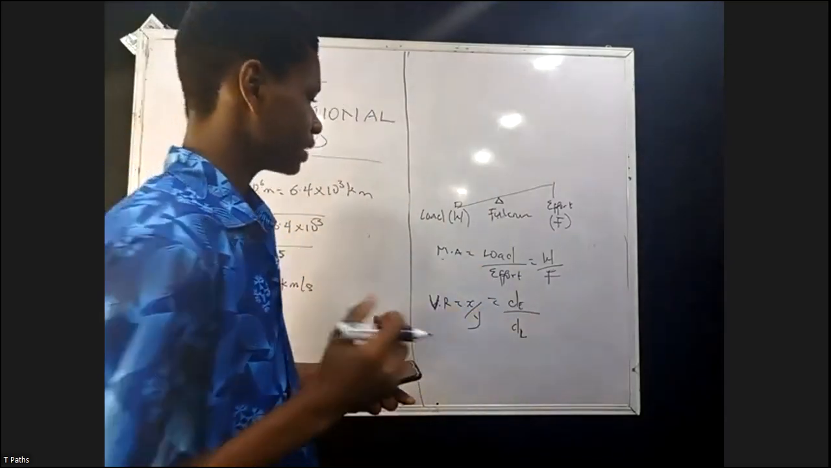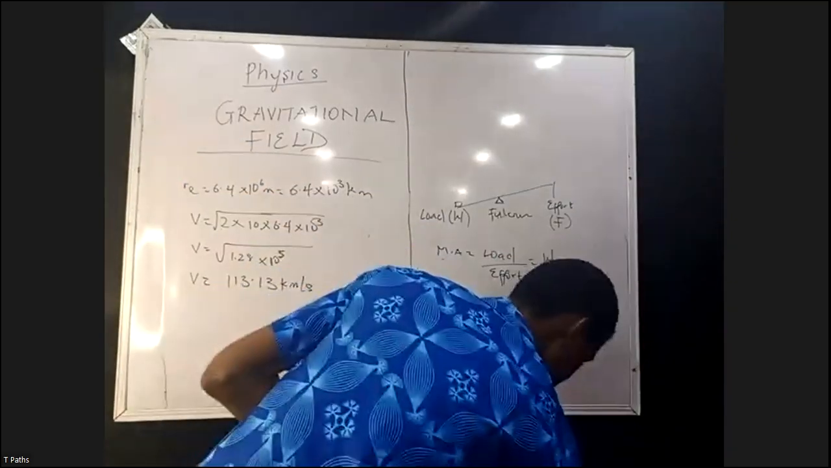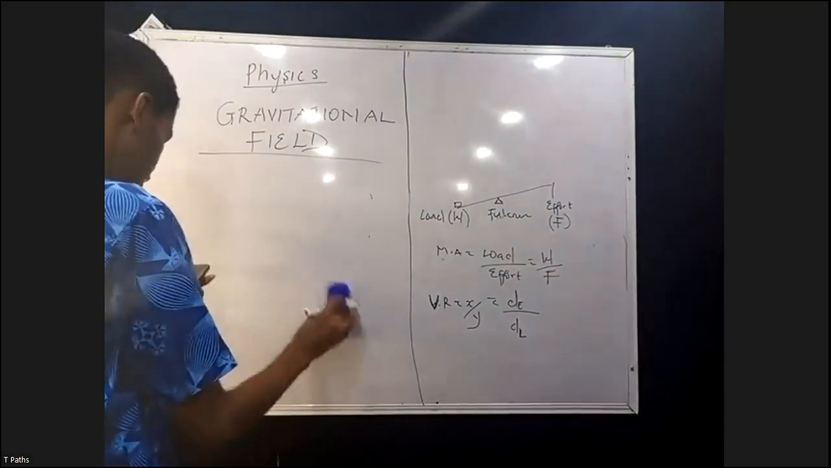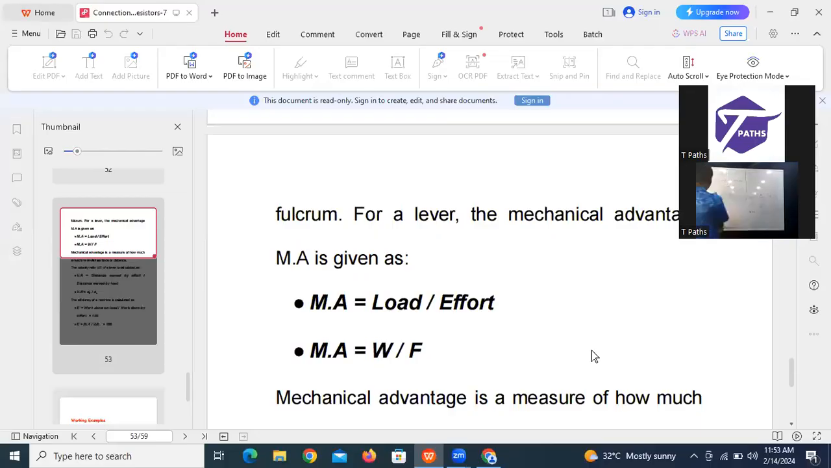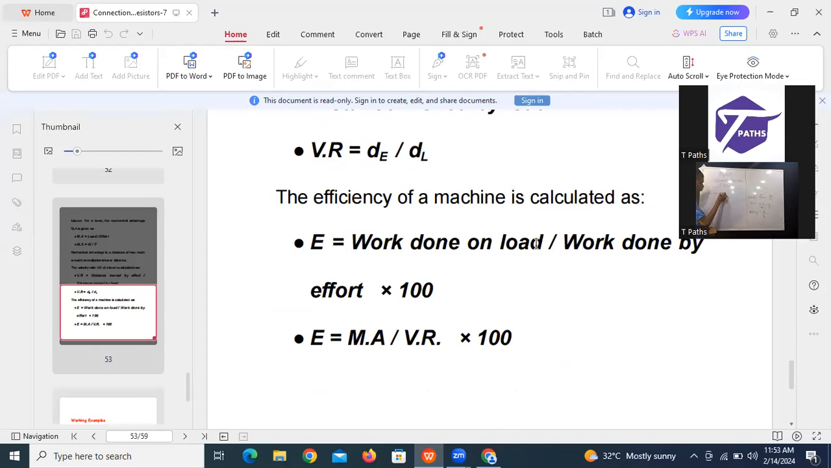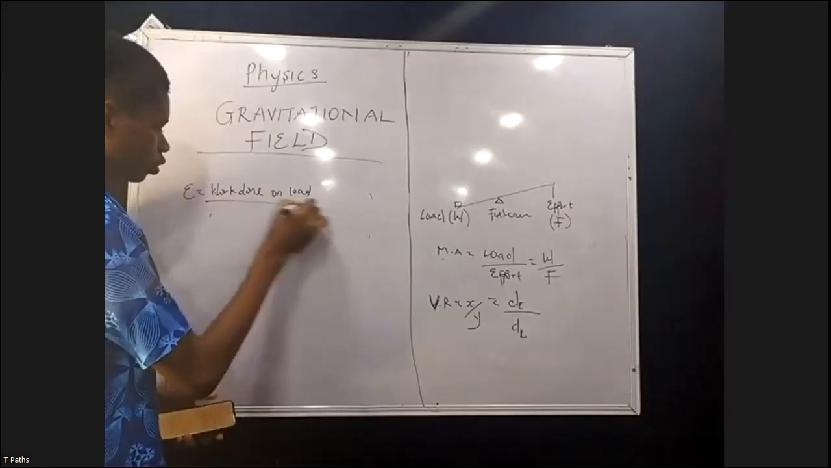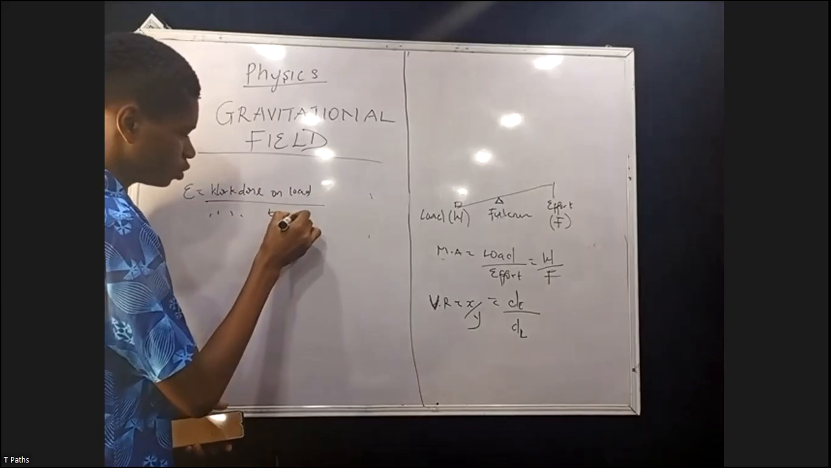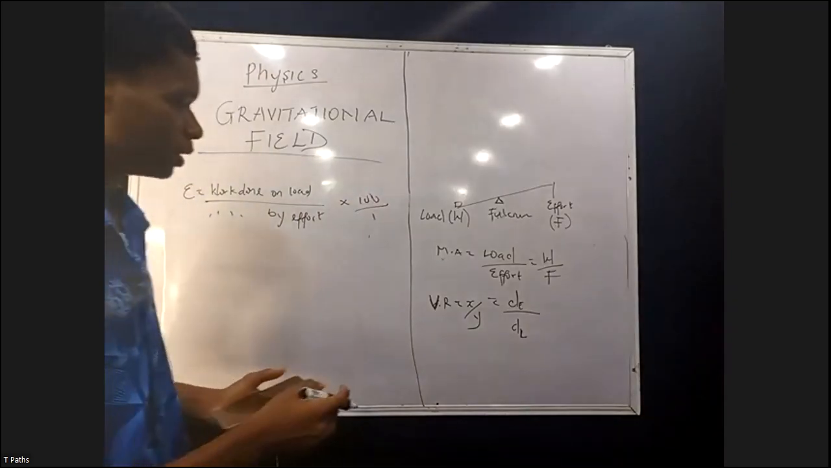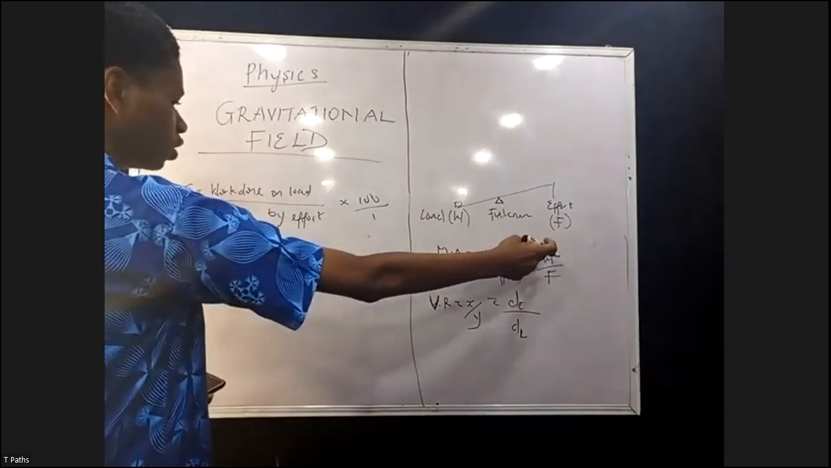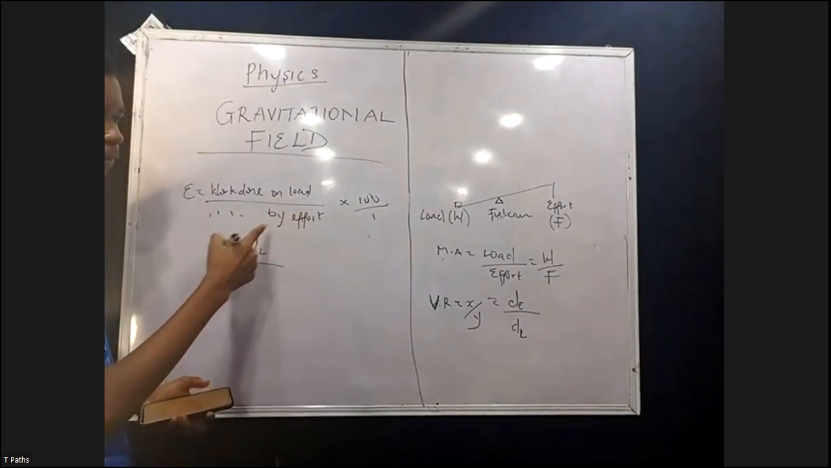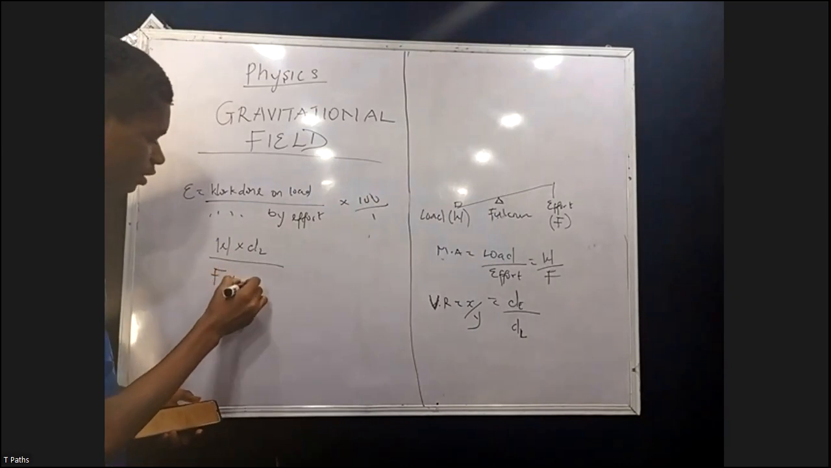Now moving forward, efficiency. What's the efficiency of a machine? The efficiency of a machine is simply the work done on load divided by the work done by effort, times 100 over 1. What's work done? Work done is simply force times distance. So the work done on the load is W times the distance moved by load, DL, over the work done by effort, F times DE.